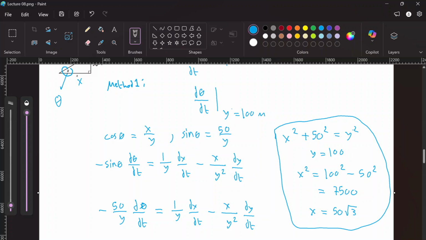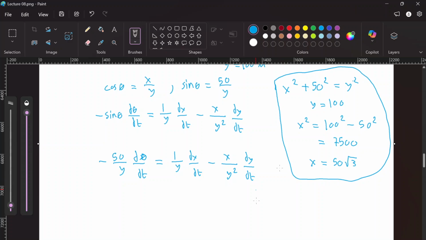What do we need more than this? So we have the value of x, we have the value of y, we have the value of dx over dt. So we still need the value of dy over dt, right? How to find the value of dy over dt? What do you think? We can find dy over dt using the Pythagorean theorem, okay?